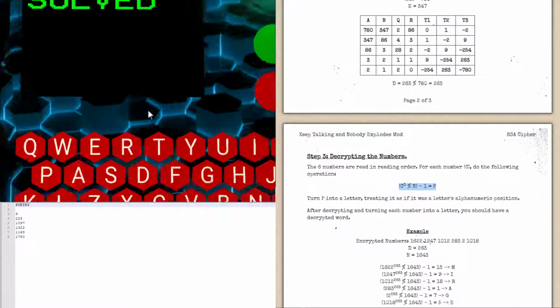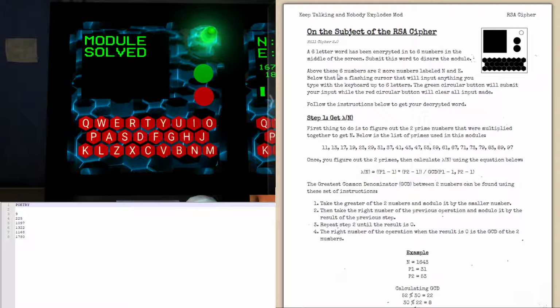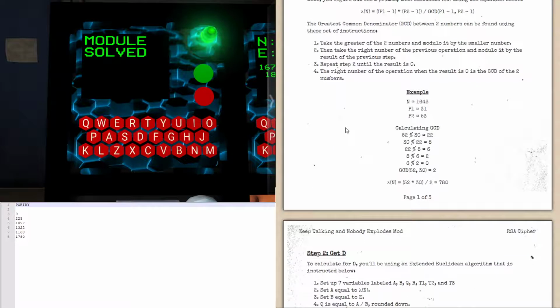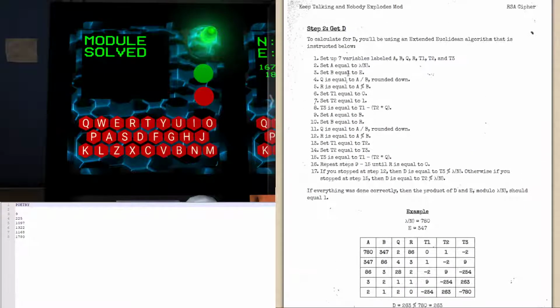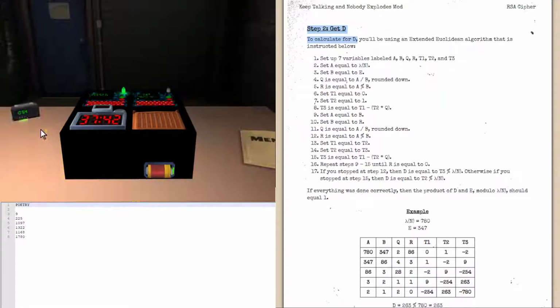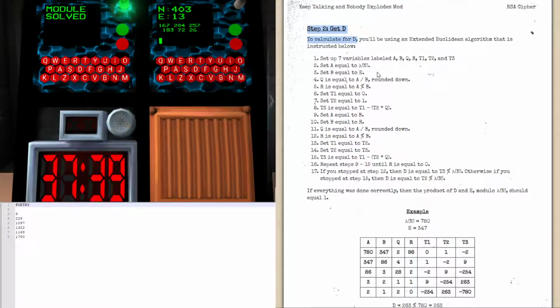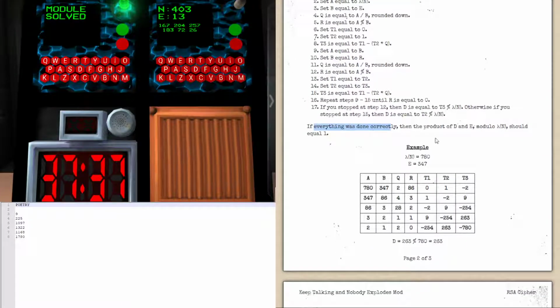A lot of math and all that. Now there is something interesting, which is the reference to Hill Cipher. There's a reason why it does this, because of this step 2 right here. Now, when I said if you did everything correctly, the product of D and E, modulo lambda n, should equal 1. So basically, D times E modulo lambda n, which I can't really do, I'll just do n, equals 1.